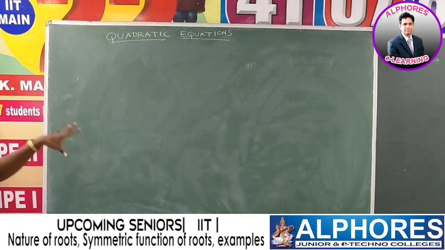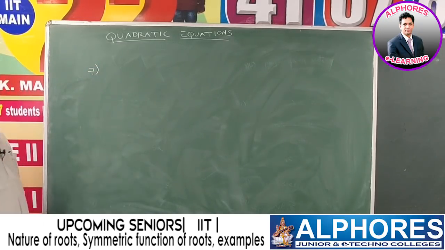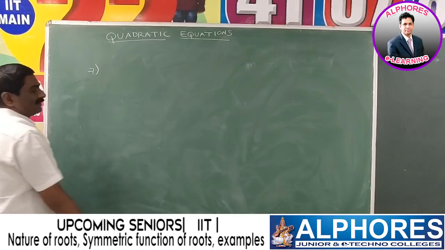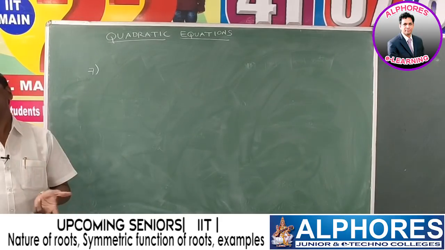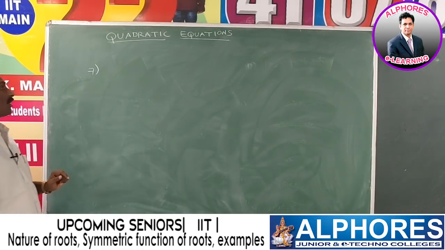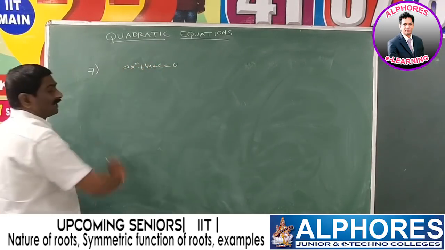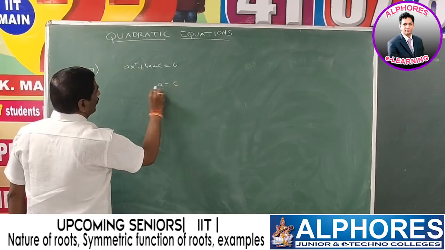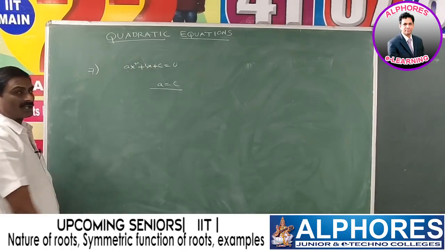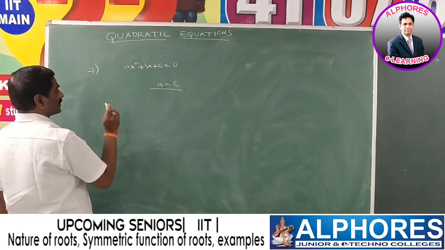In last class we discussed about these points. Now, seventh point. In the quadratic equation ax square plus bx plus c is equal to 0, if one of the roots is the reciprocal of the other root, then a is equal to c. That means the coefficient of x square is equal to the constant term.